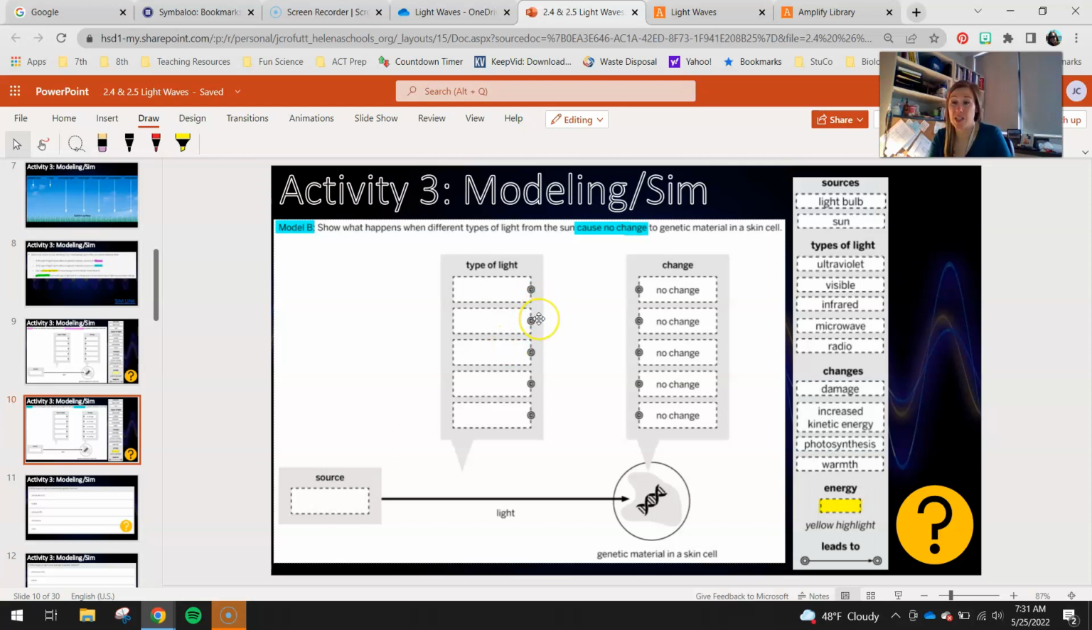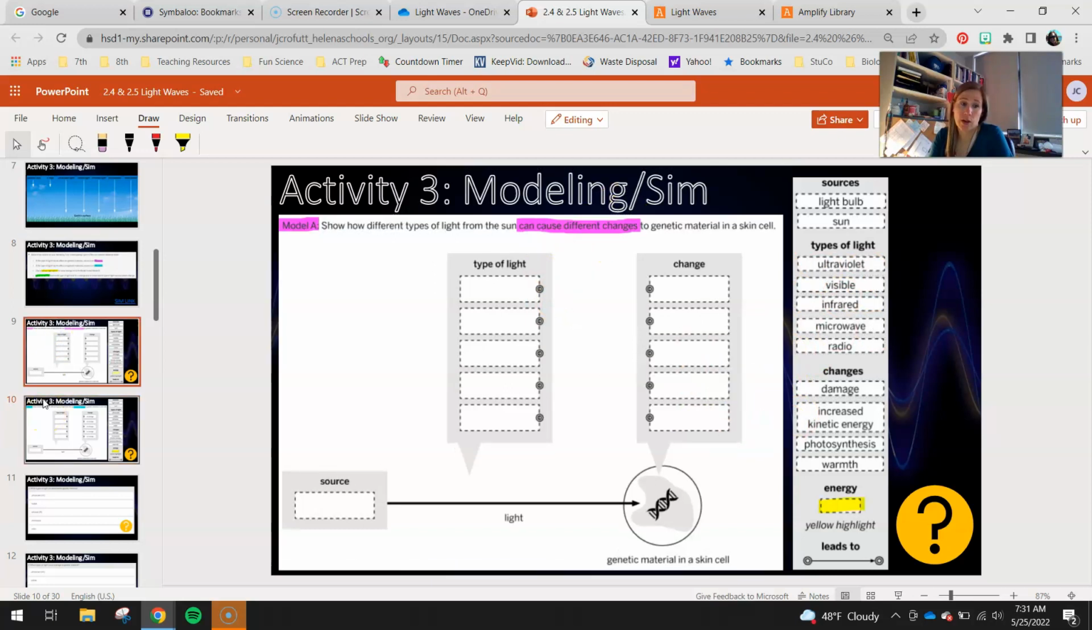So some are going to cause damage, some are not, but it leaves 5 boxes open. In total, you should have 5 types of light used up in either no change or change on slide 9.